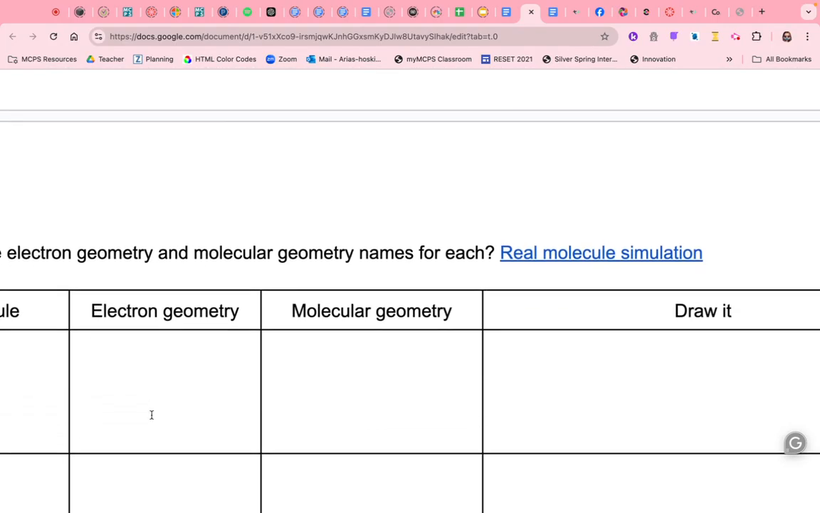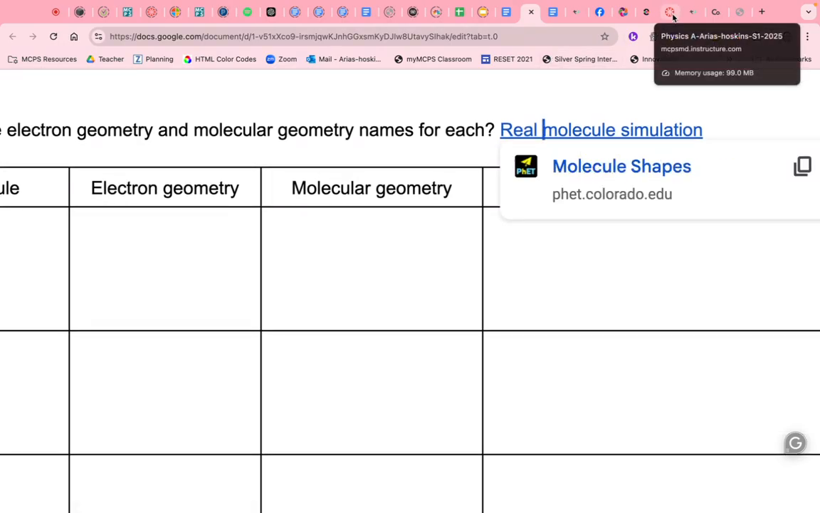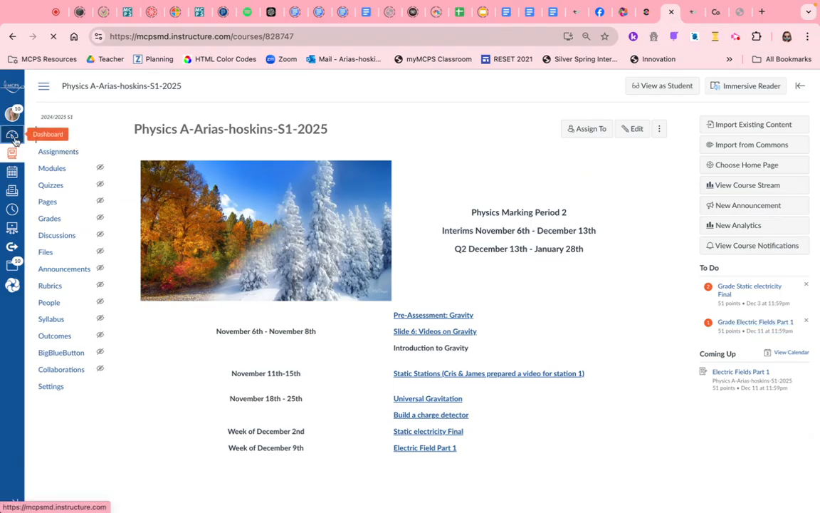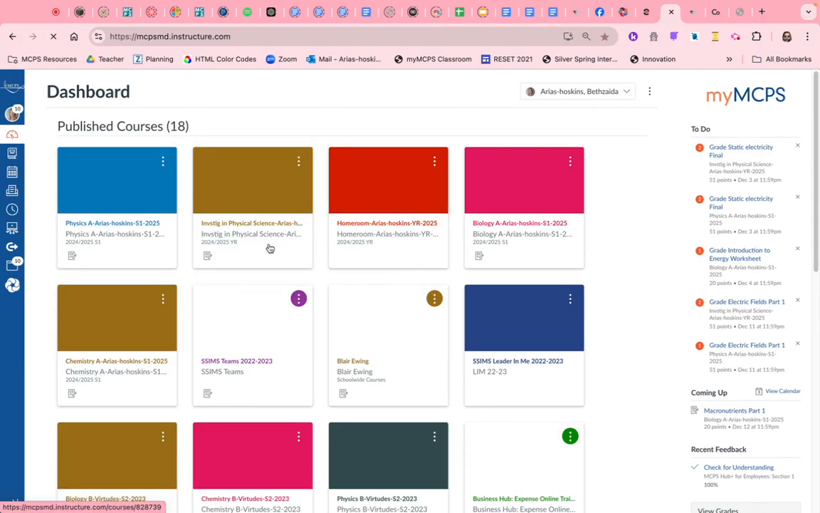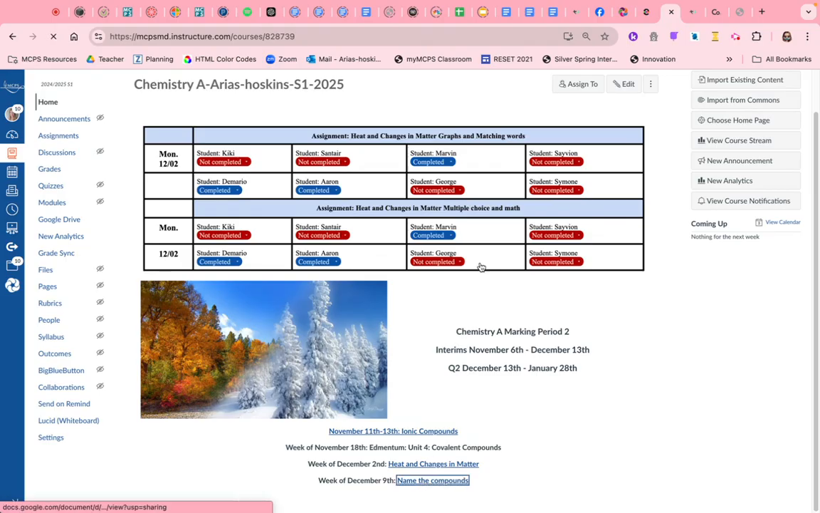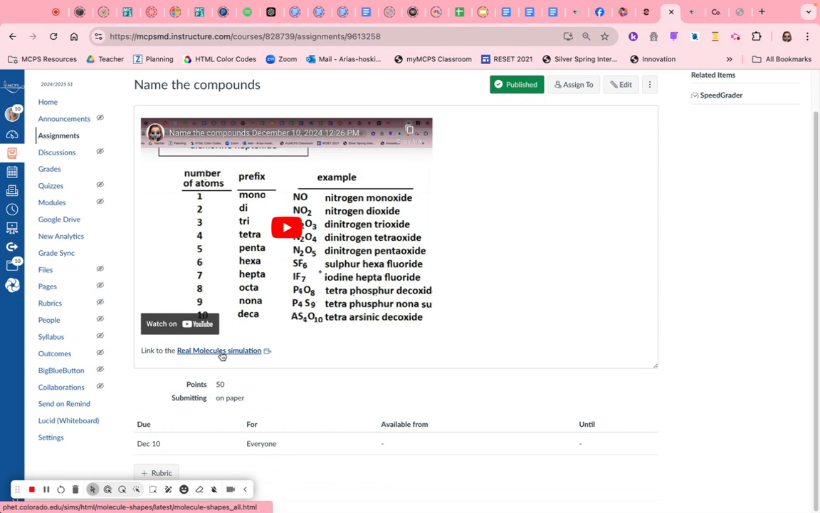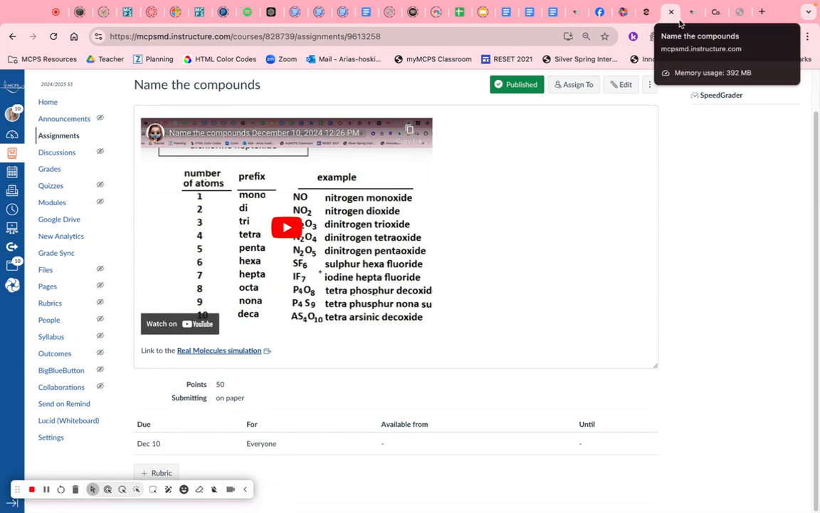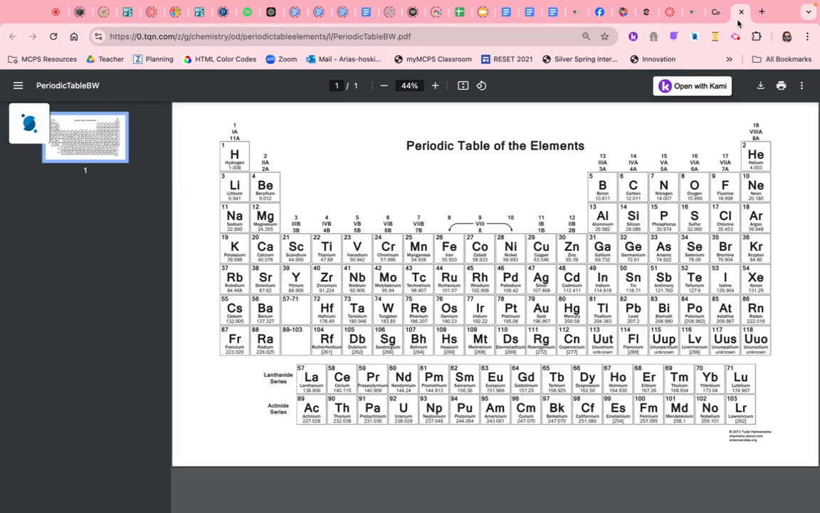After you're done with this part, you're going to go to this. Actually, if you go to my class, it's going to be right here. So when you're in chemistry, you're going to go to homepage, and then you're going to see name the compounds, week of December 9, and the link is going to be right here at the bottom. It says real molecules simulation, okay? So when you go to this simulation, which let me see where I have it now.